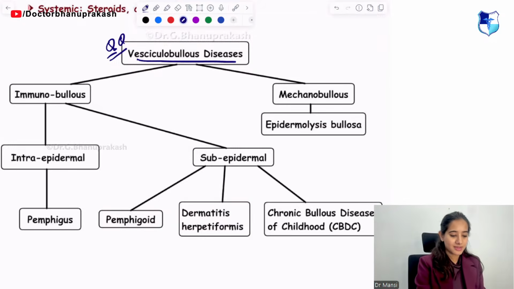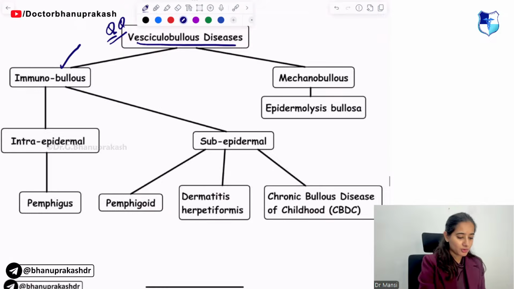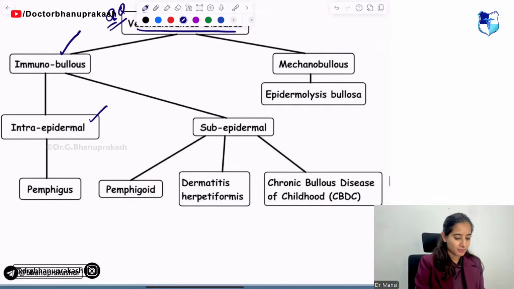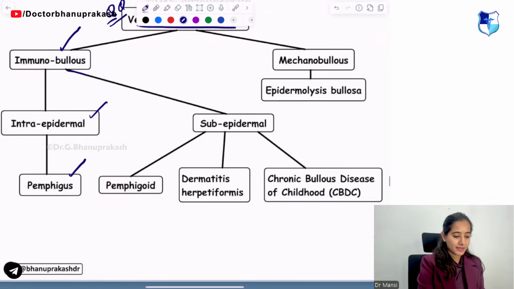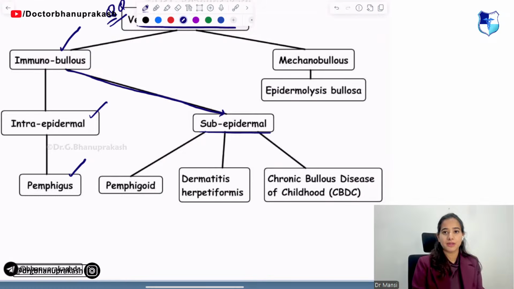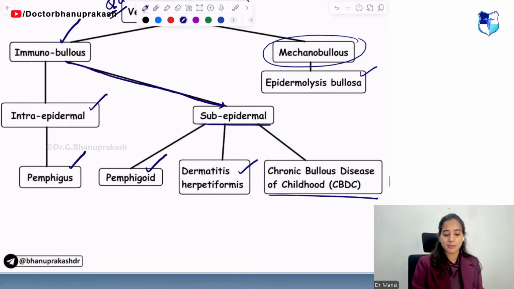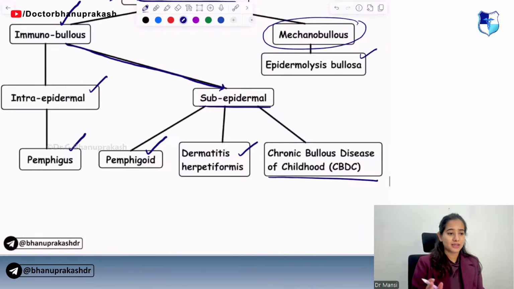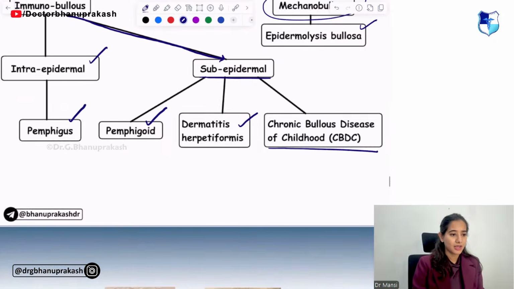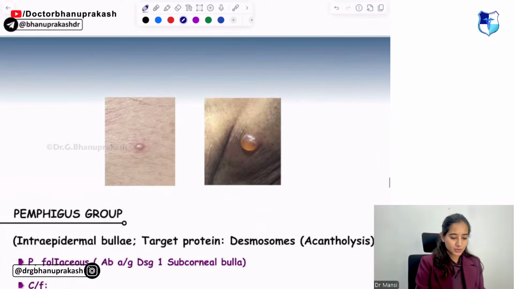Okay, so vesiculobullous disorders. We have the immunobullous variant, where we have intraepidermal, in which we have the pemphigus group of disorders, and it can also be divided on the basis of the level of split into the subepidermal, where we have the pemphigoid, dermatitis herpetiformis, and chronic bullous disease of childhood. Whereas in the mechanobullous disorders, we have a condition called epidermolysis bullosa. They have been asked previously, and let us now discuss.